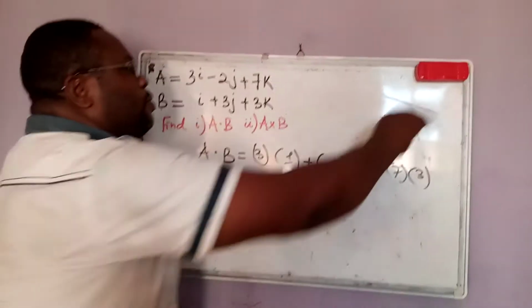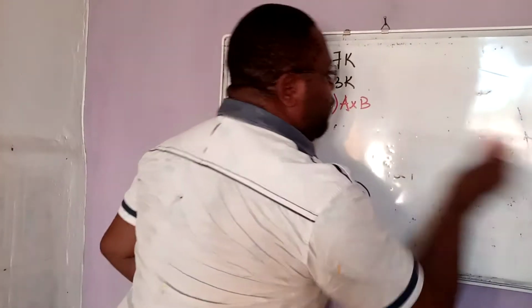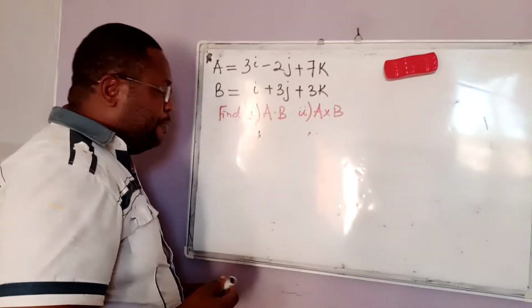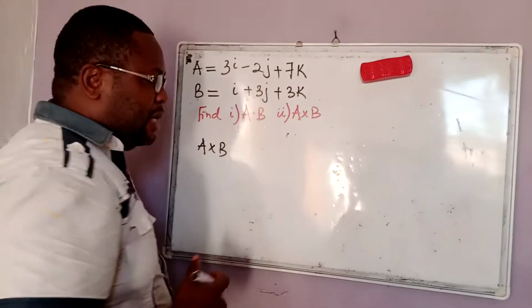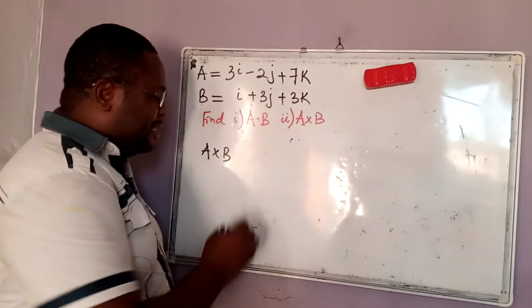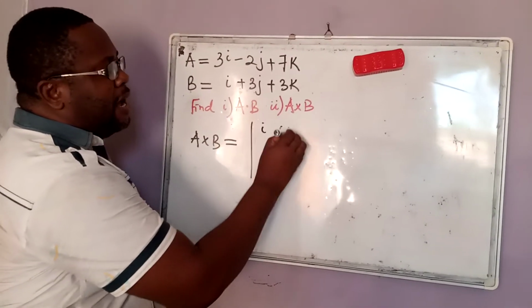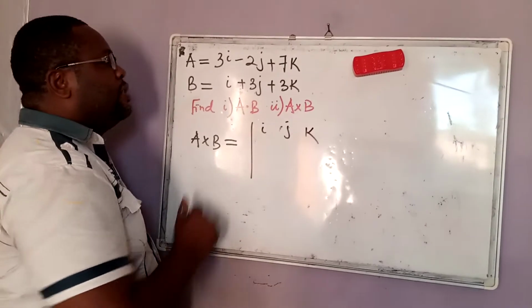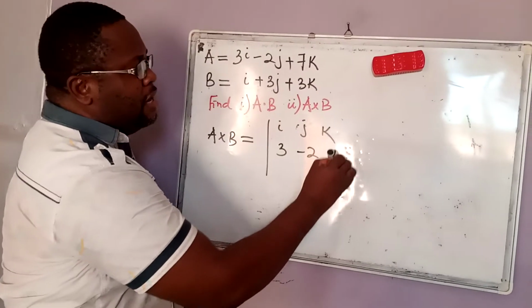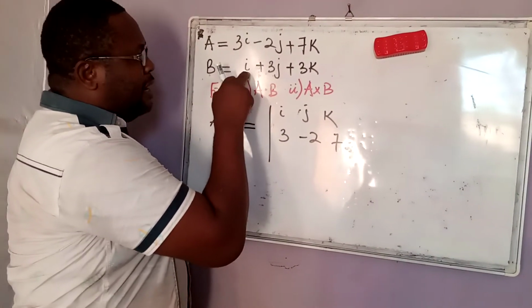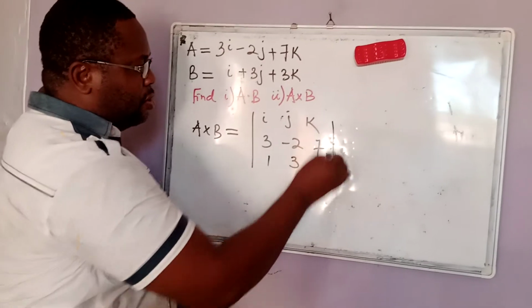Now we come over to the second one, which might involve a little bit of calculation. If we were asked to find a cross product, all I am simply going to do is to say that A cross B, I will convert the given vectors into a 3 by 3 matrix and evaluate its determinant. Now, how do I do this? A cross B, I'm simply going to have the determinant i, j, k. The coefficient of i here is 3, coefficient of j is minus 2, coefficient of k is 7. Now the coefficient of i of B here is 1, coefficient of j is 3, coefficient of k is 3. So we are evaluating this determinant.